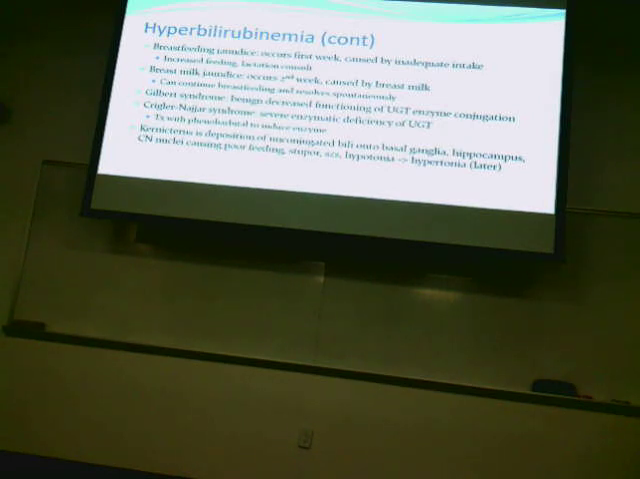Kernicterus, this is the feared complication when our bilirubin gets too high, and this is the reason why we treat it before it gets too high. This is when the unconjugated bili gets deposited in parts of the brain, including the basal ganglia, hippocampus, and the cranial nerve nuclei. And this can cause poor feeding, stupor, seizures, or hypotonia early on and hypertonia later on.